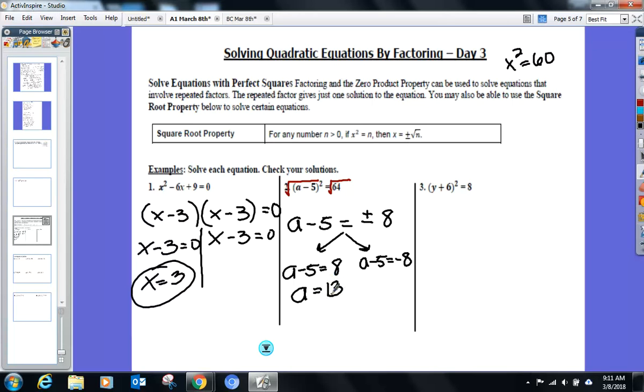a equals 13. And a equals? Move that 5 over. Negative 3.